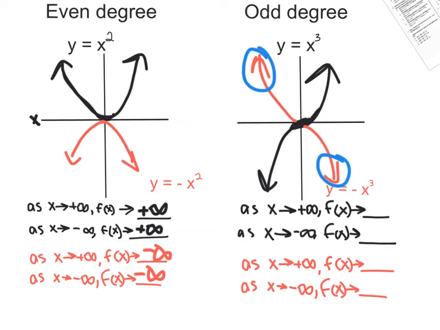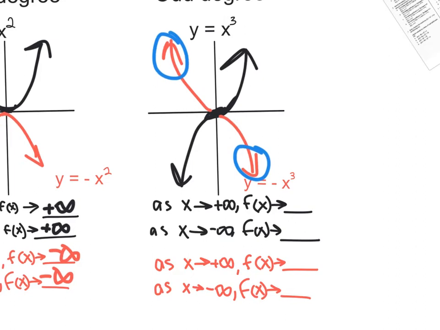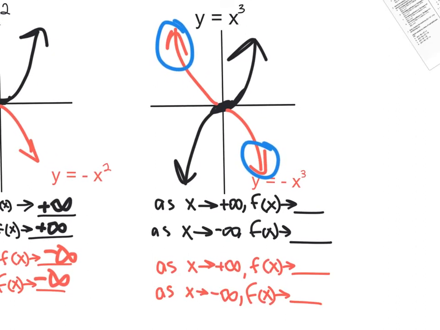So if we take a look at this other cubic function and we talk about the notation for end behavior, as you go to positive infinity on the x, where are you at? You're going to positive infinity on the y. So you'd have a positive infinity right there. As you go to negative infinity on the x, you're going to negative infinity on the y. So it's also negative infinity right there.